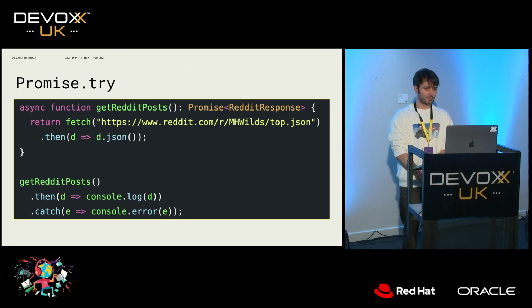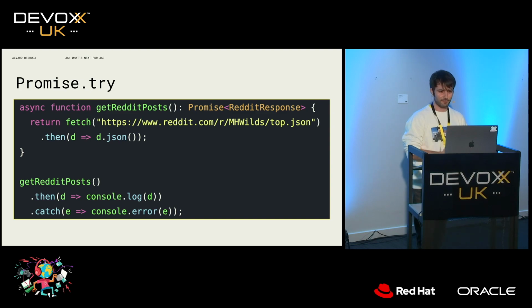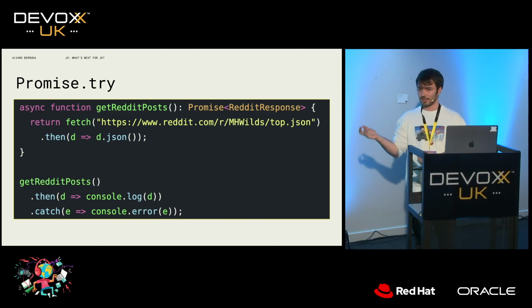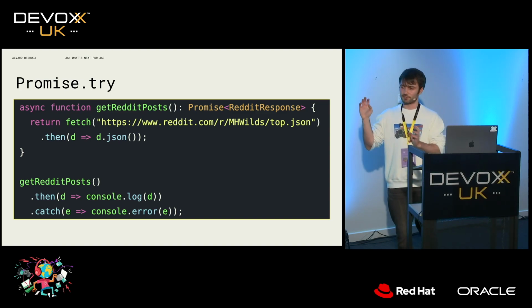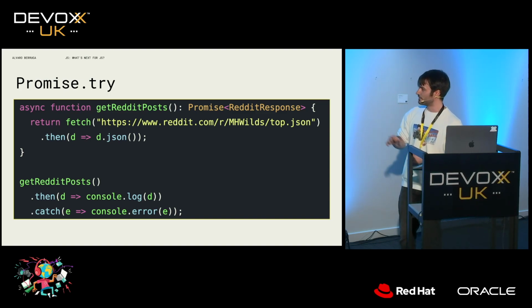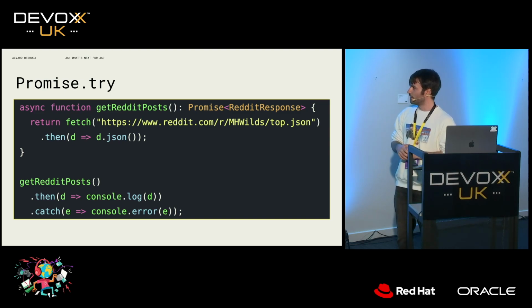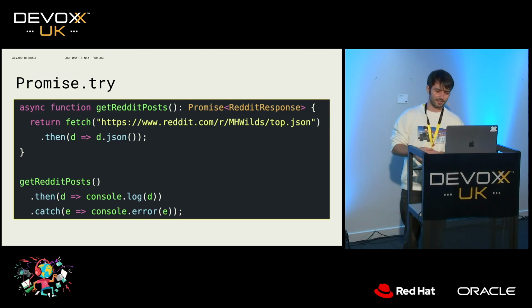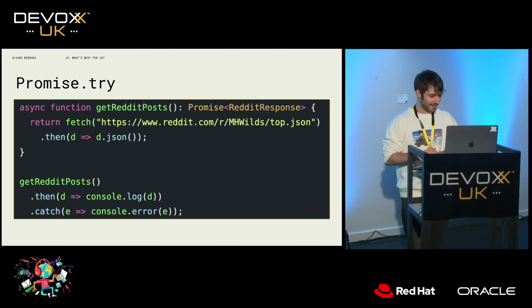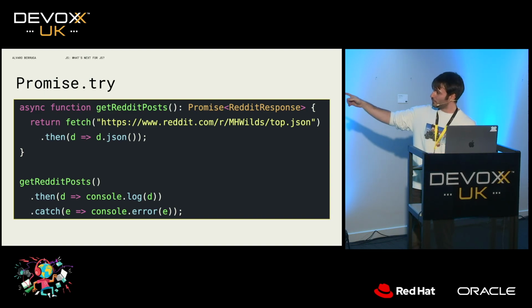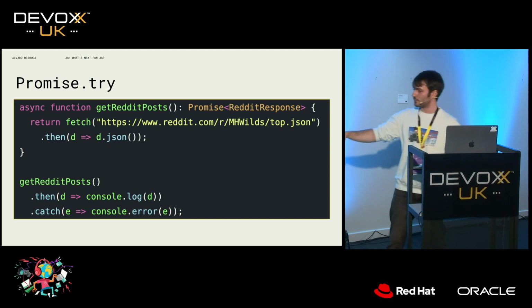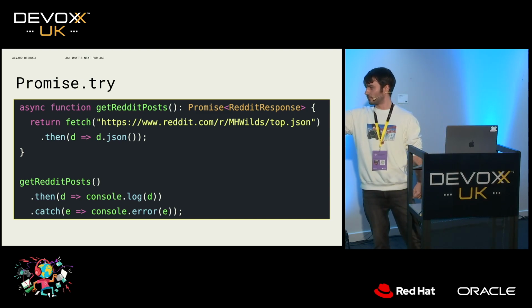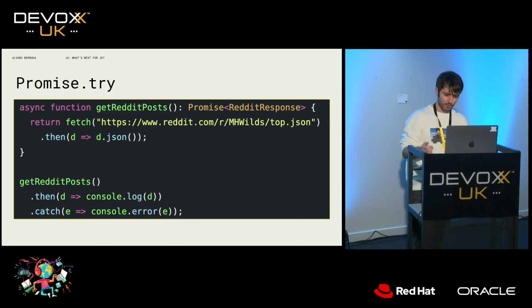Next feature. So now we're going to cover something called Promise.try. Before we talk about that one, I want to introduce you to the problem, and then we can see the solution. So the problem, imagine that I have an async function called getRedditPosts. All this function does is fetch the top posts of a subreddit called Monster Hunter Wilds. That is a game that I've been playing for too much these days. And then we transform that to JSON, and then later on with the promise syntax, we console log it or show an error if there is an error.